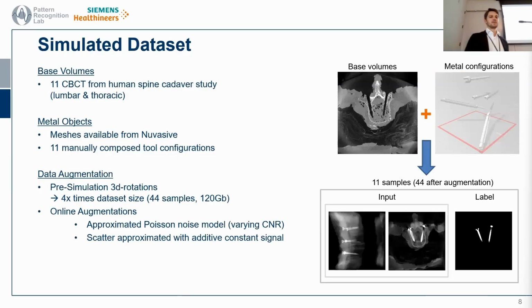Using this pipeline, we generate a simulation data set, which comprises in total 12 chromium CT volumes from a human spine cadaver study from the lumbar and thoracic region, because we want to focus on that because of pedicle screws. These 11 chromium CT volumes are equipped with manually composed tool configurations. And as a data augmentation step, we rotate these volumes and the corresponding metal configurations in 3D to boost our data set size to 44 samples.